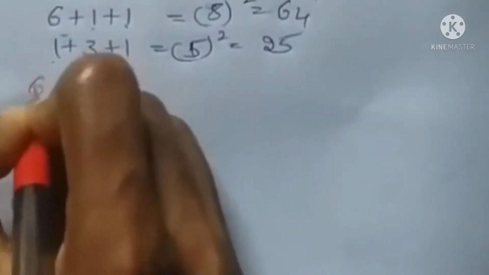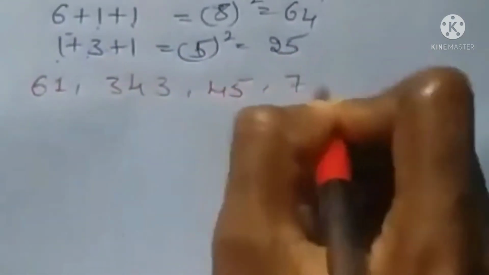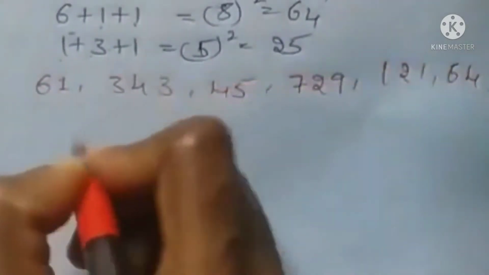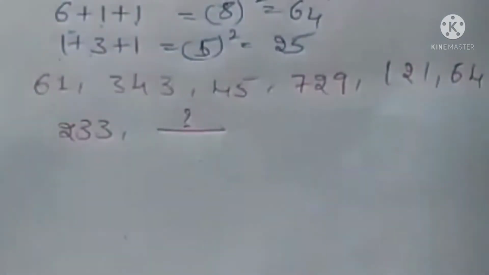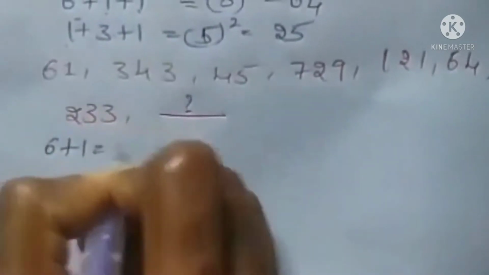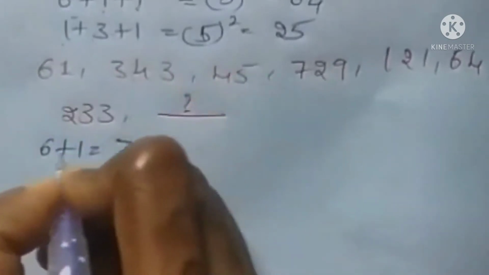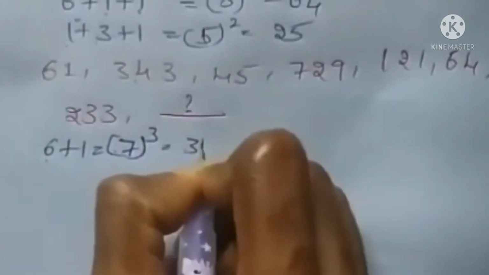Our fourth question is 61, 343, 45, 729, 121, 64, 233. We have to find out the answer. And now let's find out the answer. Just observe very carefully. 6 plus 1, which is 7, right? But do we get the answer here? No. So 6 plus 1, which is 7, and the cube of 7 is equal to 343.